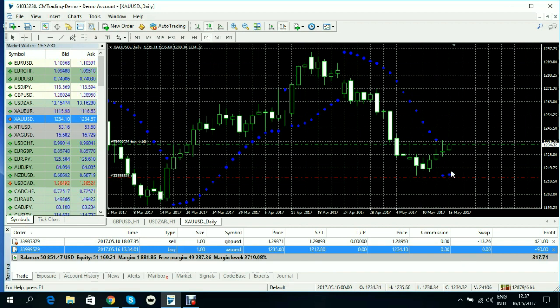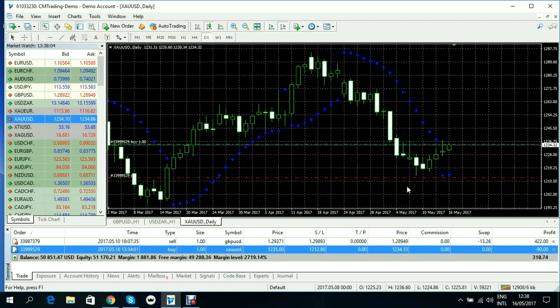So for example, this is a fresh reversal. This is a buy. It reversed from selling to a buying trend. So right now this gold is buying, and it will be very difficult for it to take this stop loss here that we have just placed here. So basically this is how you use the parabolic SAR.